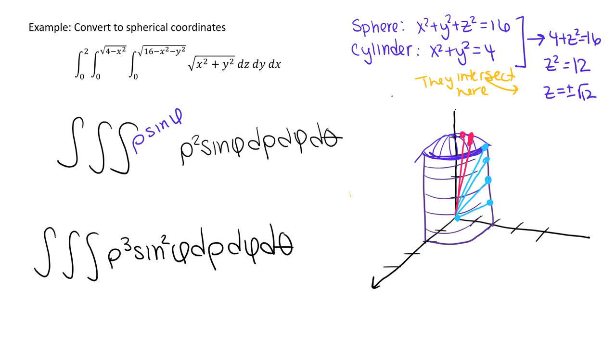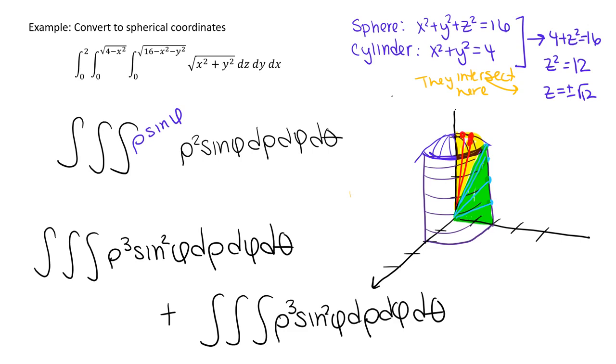So anytime z is below square root of 12, it's like those lines I've drawn in blue, and the rho value, that distance, comes from our cylinder. And anytime the z value is above that square root of 12, it's like what I've drawn in red, that distance rho comes from the sphere. So we're going to set up two separate integrals to describe those two regions. Still integrating the same thing, rho squared sine squared phi, d rho, d phi, d theta. It's just we have to separate the bounds of integration.